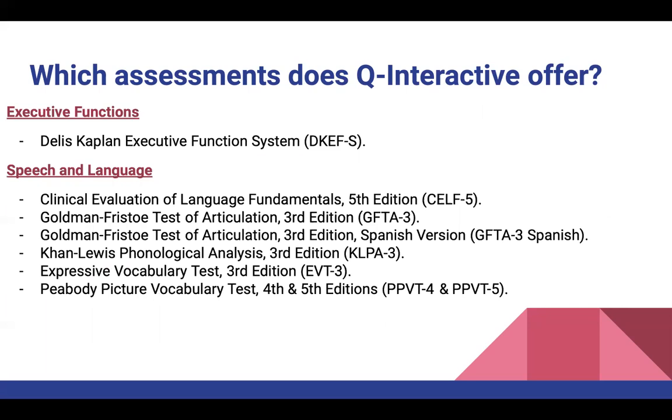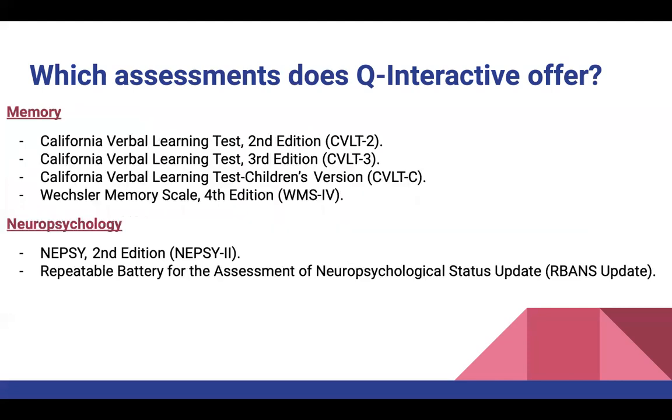For speech and language, it has the CELF, the EVT, and the PPVT 4 and 5. The other 2 assessments are also available via Q Interactive. However, the Testing and Research Center does not have those as physical copies within our inventory. In terms of memory, you have the ability to administer the CVLT2, the CVLT3, the CVLT-C, as well as the Wechsler Memory Scale. And in terms of neuropsychology, you have the ability to administer the NEPSY, as well as the Repeatable Battery for the Assessment of Neuropsychological Status Update.